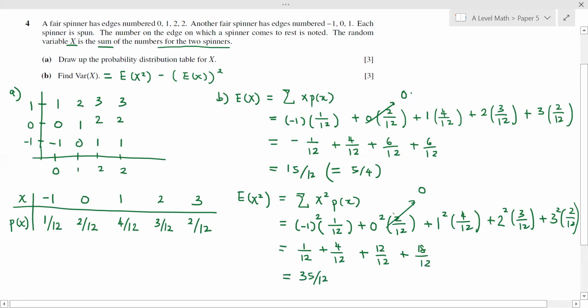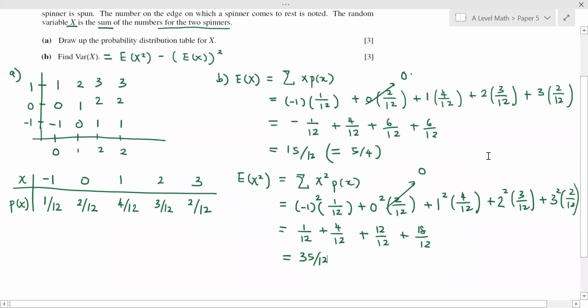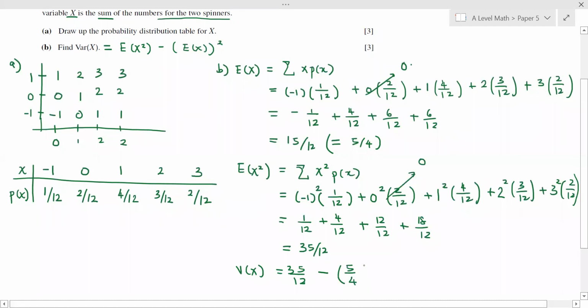We need to find the variance of x. For part B, variance of x is the expected value of x squared, which is 35 over 12, minus the square of the expected value of x. So we need to square 5 over 4, and that should give us a value of 65 over 48, or in decimal, that is 1.35.